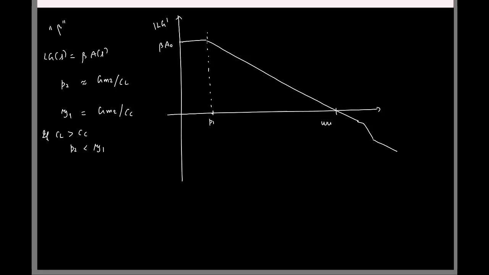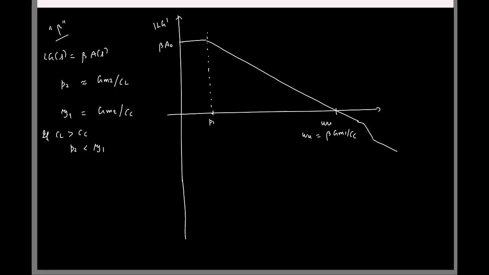So what is my omega u in terms of the parameters? In terms of the gms and capacitors, it is gm1 by CC if beta is 1. Now I assumed some other beta, so it is beta gm1 by CC. This is my omega u.